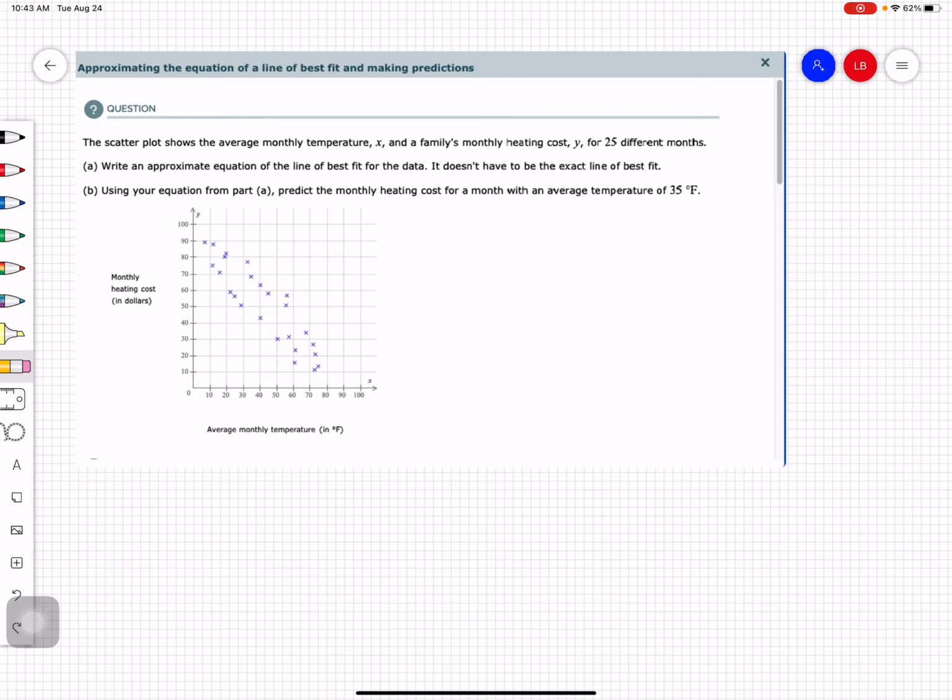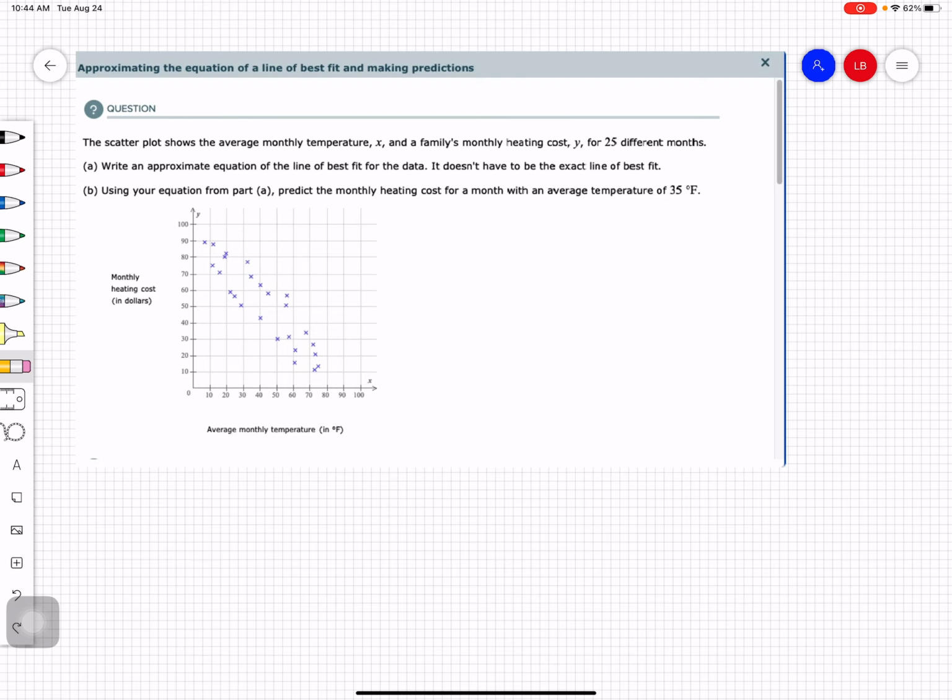So I wanted to take the time to explain to everyone what's going on, and I may work it a bit different from Alex. So if you look at this objective, approximating the equation of a line of best fit and making predictions, my work will probably more than likely be different than what you see in Alex, which is fine. I like for you guys to have different perspectives and different ways of working the problem. But let's jump right in.